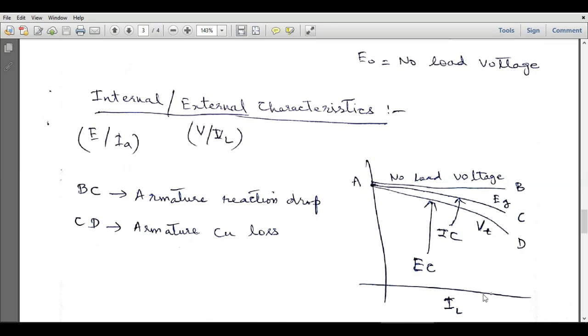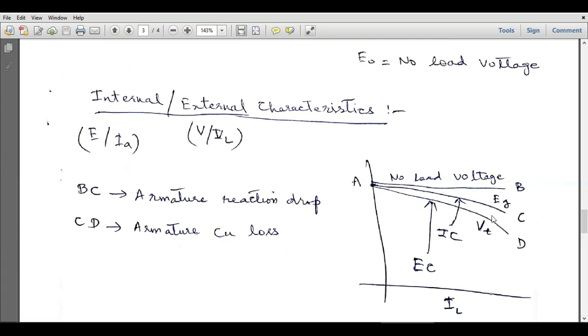When load current increases, armature reaction increases, and when armature reaction increases, the net magnetic flux available will decrease. As a result, the induced EMF will also decrease. That's why at high load current, you can see that the voltage is reducing, and that reduction in the induced EMF E is due to the armature reaction drop. So BC is termed the armature reaction drop, and at the terminal, the output voltage available will be even smaller, because VT will also be affected by the armature copper loss, right? The terminal voltage VT is obtained by subtracting the armature reaction drop as well as the voltage drop across the armature copper windings.